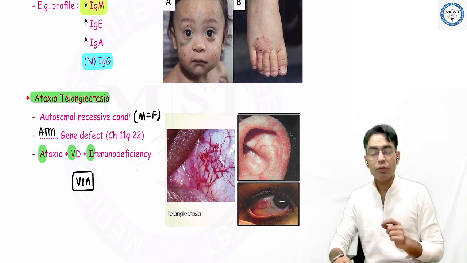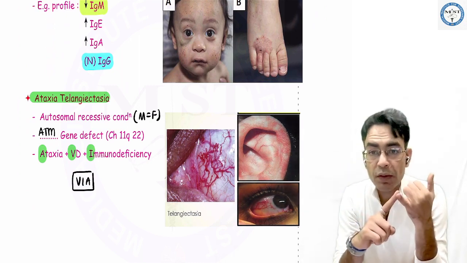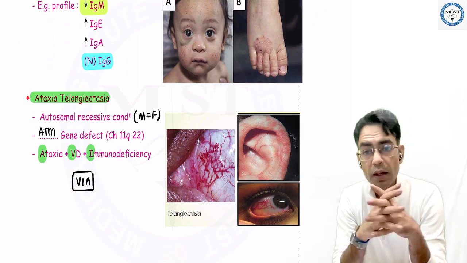So this is the chapter of immunity. The prime focus of this chapter would be on hypersensitivity reactions and graft rejections. Okay, so learn the mnemonic.